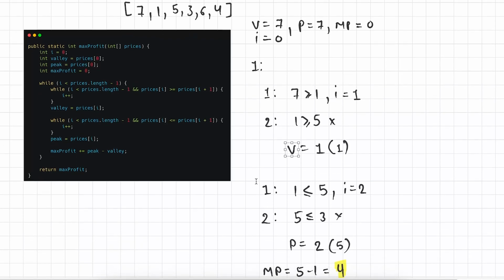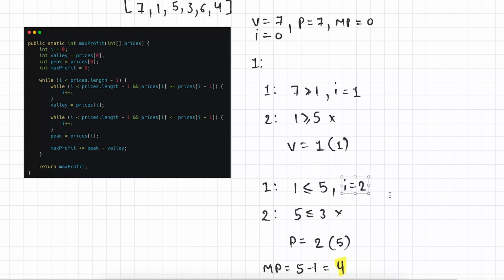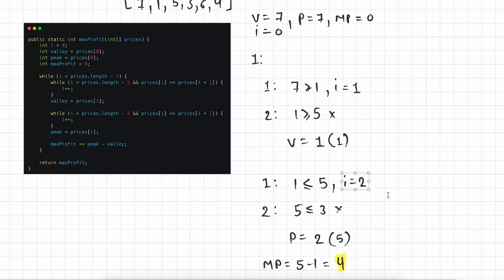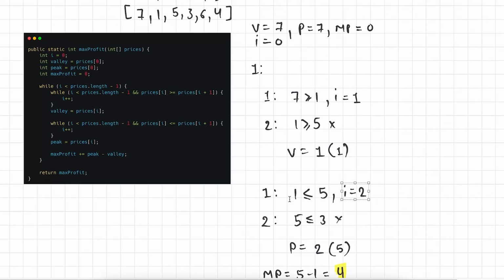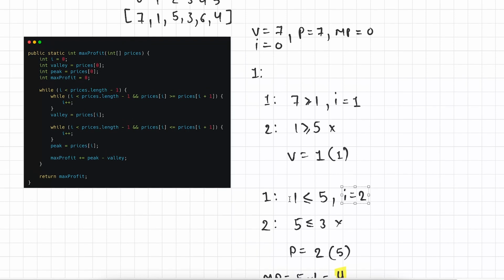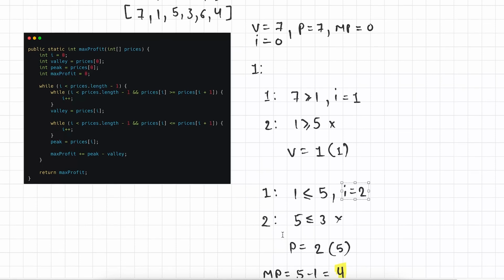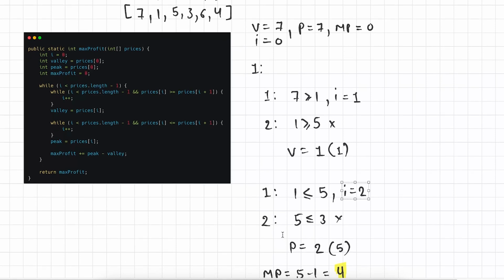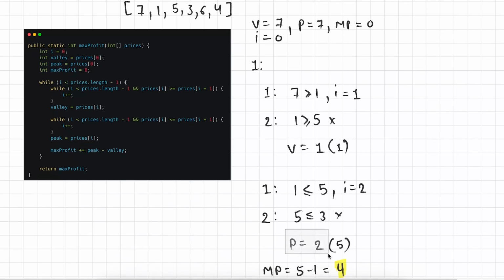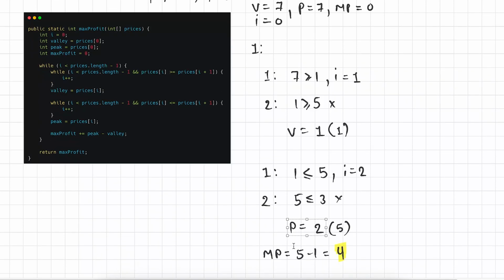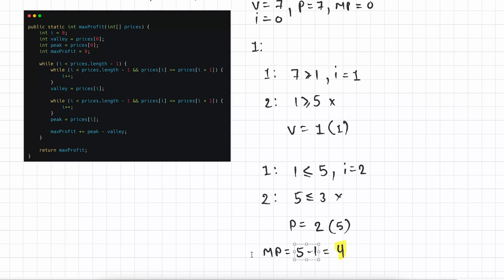After that our second loop begins. It checks if the price at index 1 is less than or equal to 5 or not, and this time it is. So it increments the value of i by 1. Now i becomes 2. In the next iteration it checks if the price at index 2, which is 5, is less than or equal to 3. It is not. So we just stop here, and it means we found our peak. So we store the price at index 2 into this variable p, and we simply subtract p minus v, meaning peak minus valley, and store it in maximum profit.